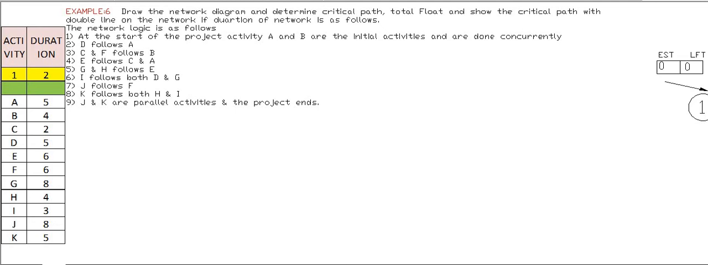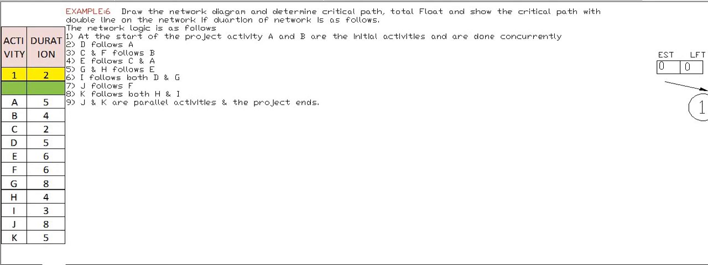Depending upon the given data, we have drawn the network diagrams, and depending upon that we have calculated earliest starting time, latest finish time and total floats. After that we have drawn a critical path for this. So in the last problem we have already discussed various concepts related with the critical path methods.